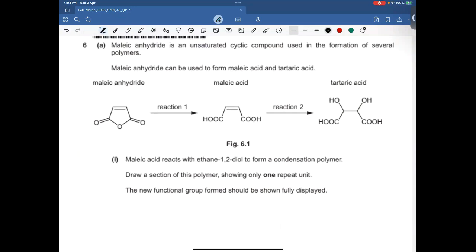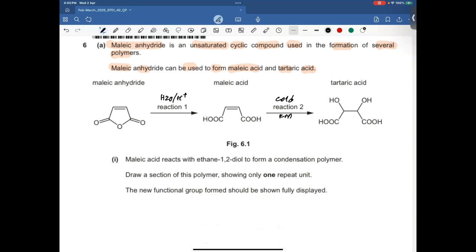Question number 6. Maleic anhydride is an unsaturated cyclic compound used in the formation of several polymers. Maleic anhydride can be used to form maleic acid and tartaric acid. So this is your maleic anhydride, which is an ester, all right? An ester along with an alkene functional group. Now we are hydrolysing this ester, so the carboxylic acid is formed from the diol. So here acid hydrolysis is happening under heat and reflux.